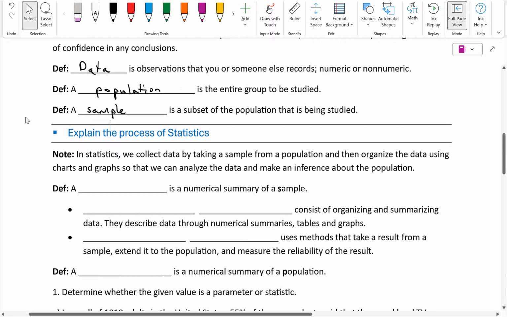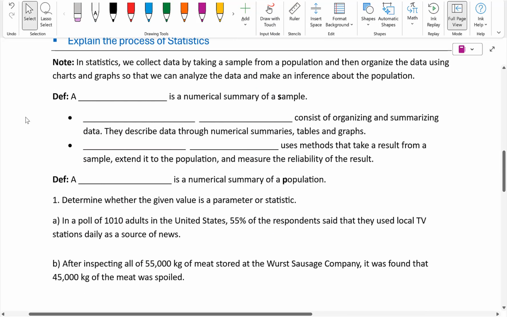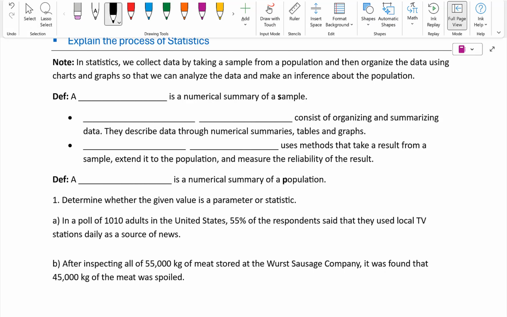To explain the process of statistics, we start with a note. In statistics, we collect data by taking a sample from a population and then organize the data using charts and graphs so that we can analyze the data and make an inference about the population. Definition here, a statistic is a numerical summary of a sample, right? So we've got that alliteration highlighted in bold there. A statistic describes a sample.